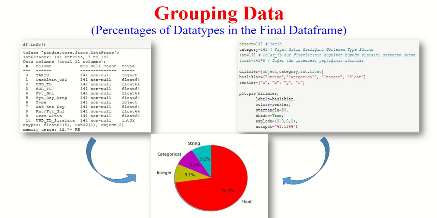After the operations we have done, the data frame we have has expanded and new columns have been added. As a result of these operations, let's see how the types of our data are distributed as shown in that slide.